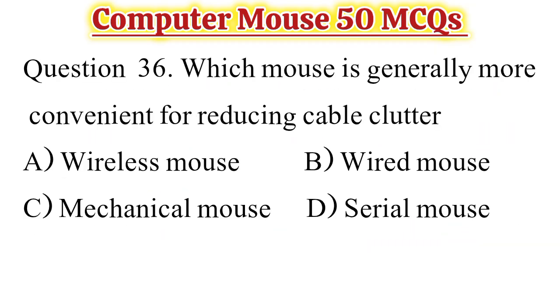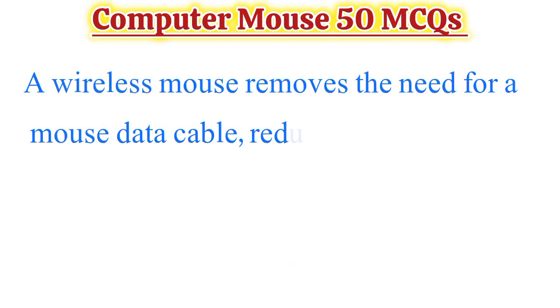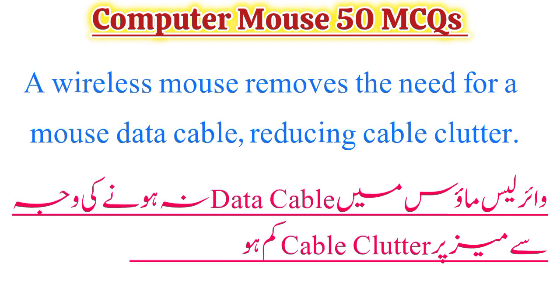36. Which mouse is generally more convenient for reducing cable clutter? A. Wireless mouse. B. Wired mouse. C. Mechanical mouse. D. Serial mouse. Answer A. Wireless mouse. A wireless mouse removes the need for a mouse data cable, reducing cable clutter.